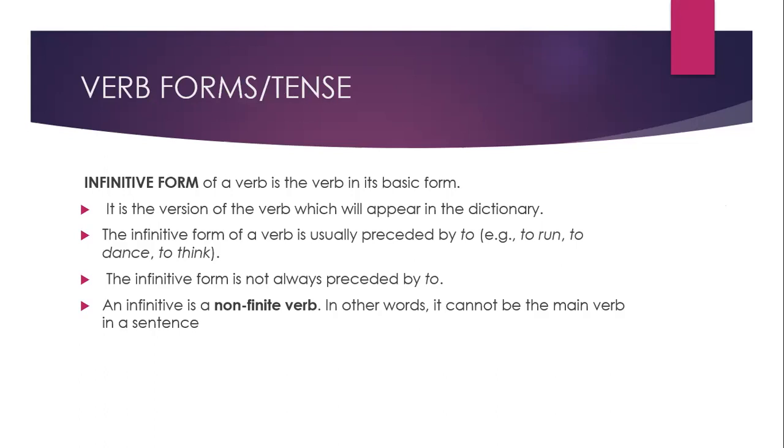So the infinitive form of a verb is a verb in its basic form. It's a version of the verb which will appear in the dictionary. The infinitive form, which I also said is sometimes referred to as the to infinitive, is what you find in the dictionary. It's the basic form of the verb. Okay, so every verb will have an infinitive form, and that's the one that appears in the dictionary, and it's always preceded by to: to run, to dance, to think, to eat. That's a to infinitive, and the to infinitive or the infinitive form is always non-finite. In other words, it cannot be the main verb in a sentence.